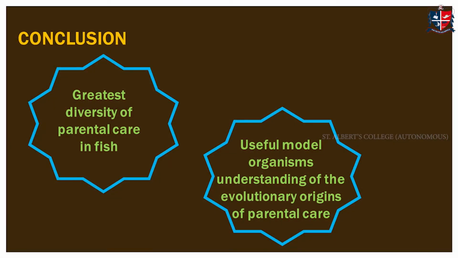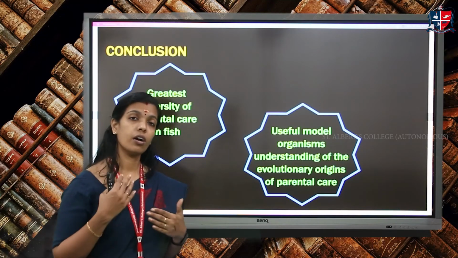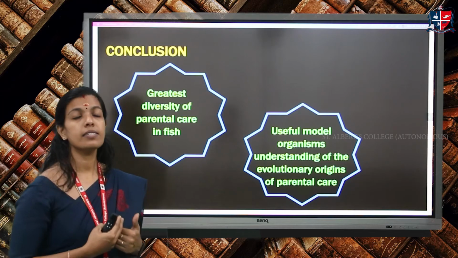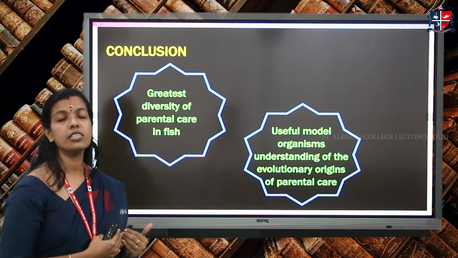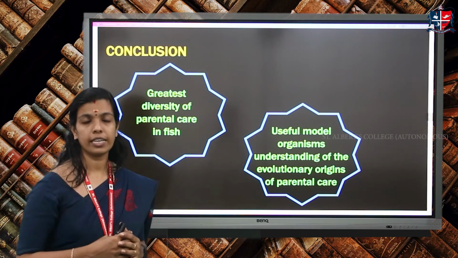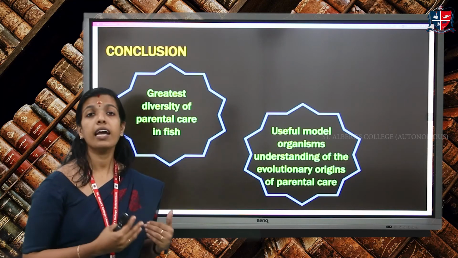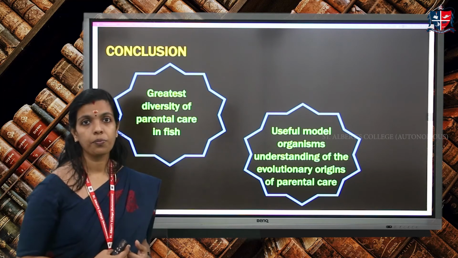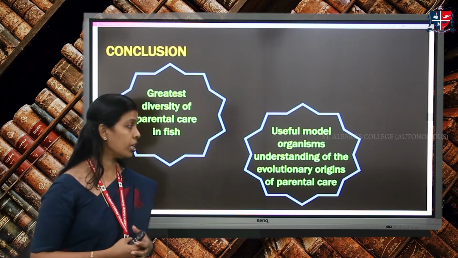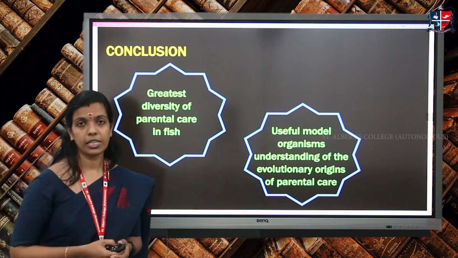Now we have discussed the various phenomena adopted by the fish as parental care adaptations or methods, and we have already discussed that all these fish exhibit a little parental care. But the parental care the fish exhibit, unlike other animals, is of very diverse nature. For this very reason, these fish could be used as model organisms for understanding the various evolutionary origins of parental care.